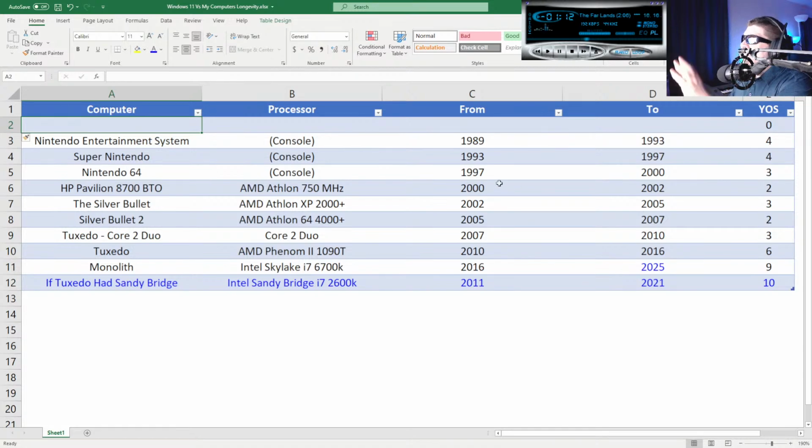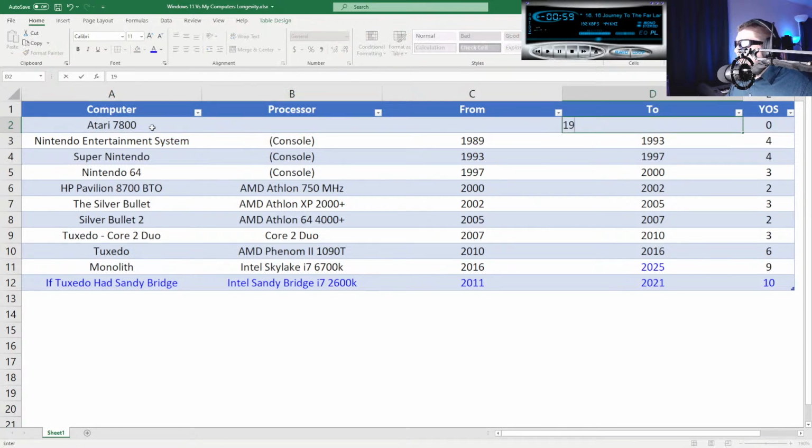So we'll say 1989 to 1993. Now, here's where it gets wild. There's one more. I said Atari earlier. It was the Atari 7800. And I actually played it alongside my Nintendo for years because it was the flea market system.